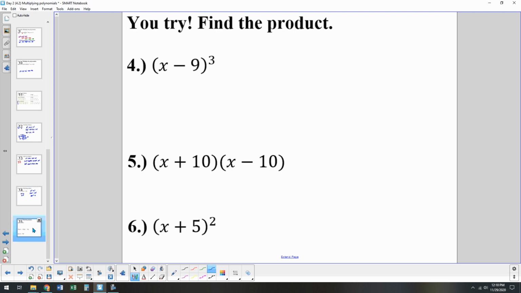So you go ahead and try the last 3. Remember, this first one should be the pattern, and I'll even write that one out. Pause it, and I'll show you the answers.